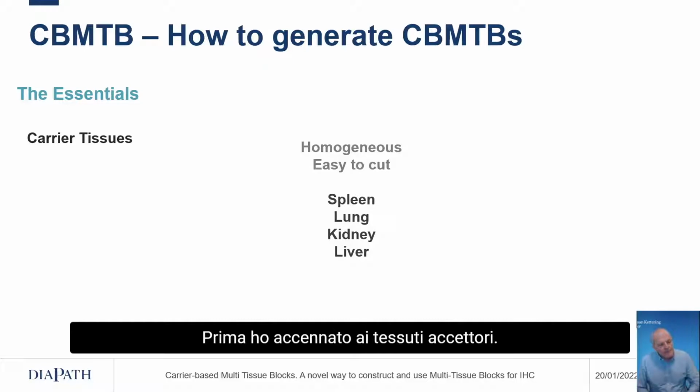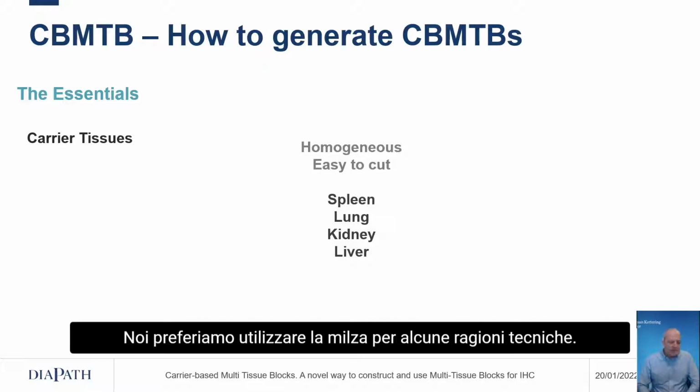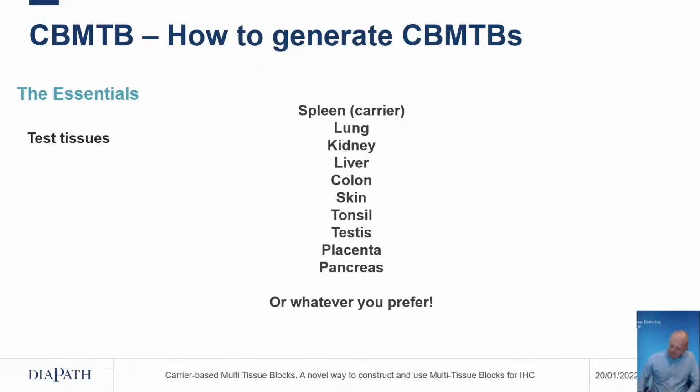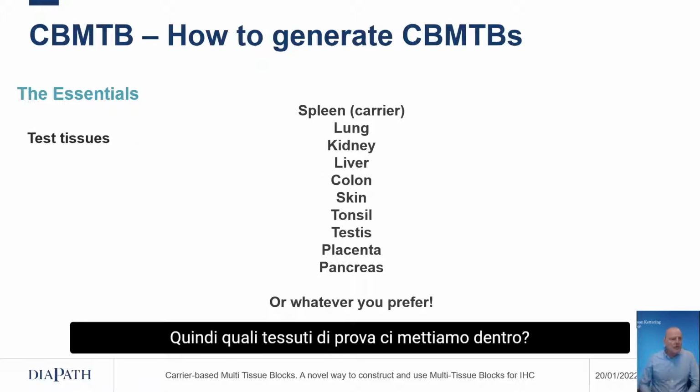So I alluded to the carrier tissues before. We prefer spleen for technical reasons, but we also tried lung, kidney, liver. They all work fine. They just have to be very homogeneous. So what test tissues do we put in there? And these are the tissues that we normally take. You may prefer others. You can insert whatever you like.